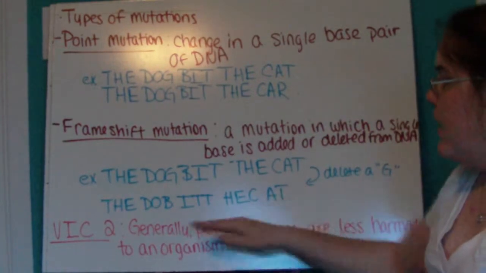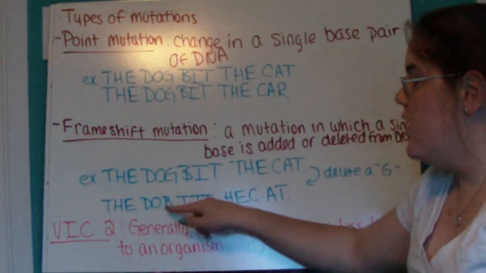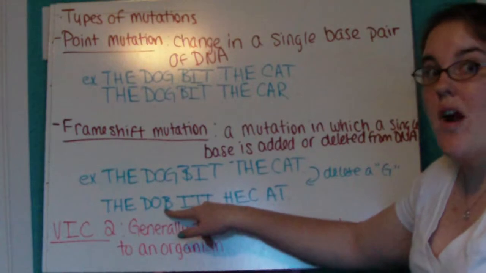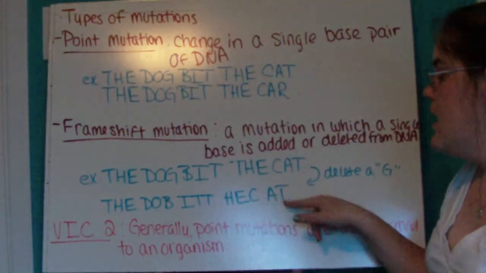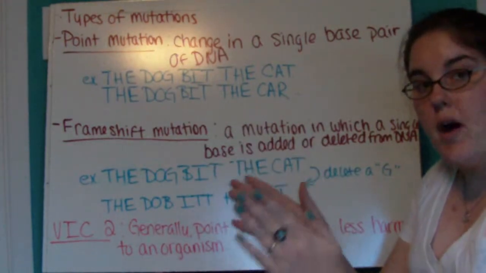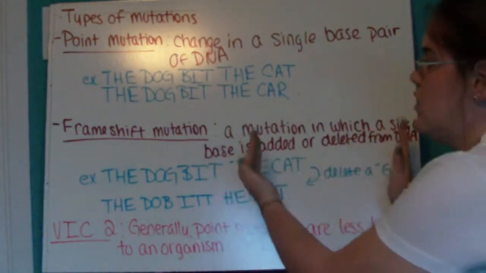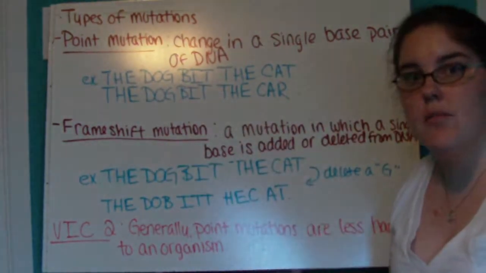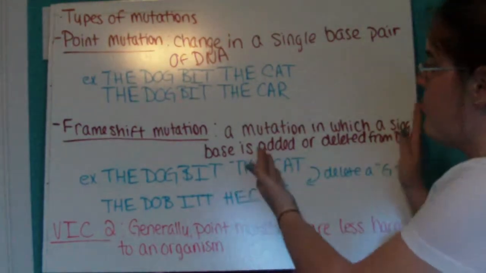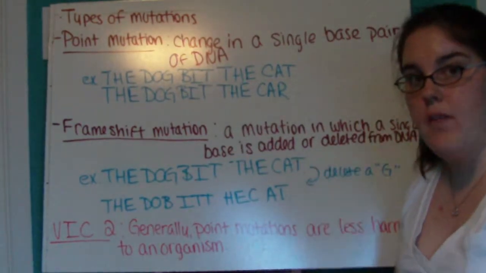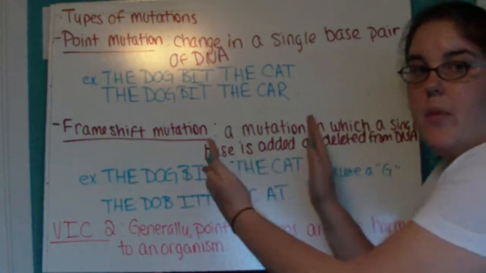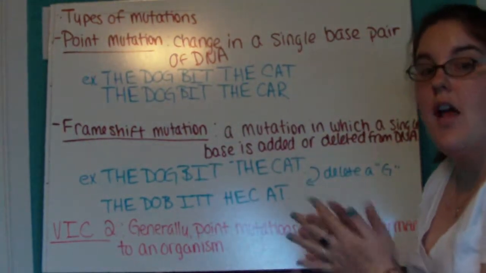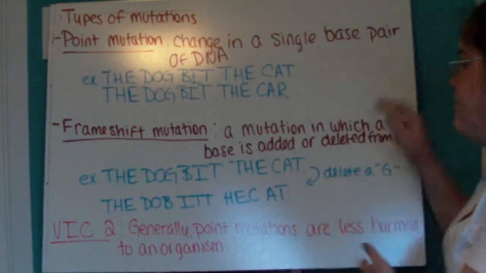And what you have to think about is that from this point on, after that G is deleted or after another letter is added, the entire sentence is changed. It is off by 1 point. It has been shifted, which is why it's called a frameshift. Think of something like a picture frame. If you have a picture frame and you shifted it over 1, you might cut out a person, or something that would have been in that picture originally.